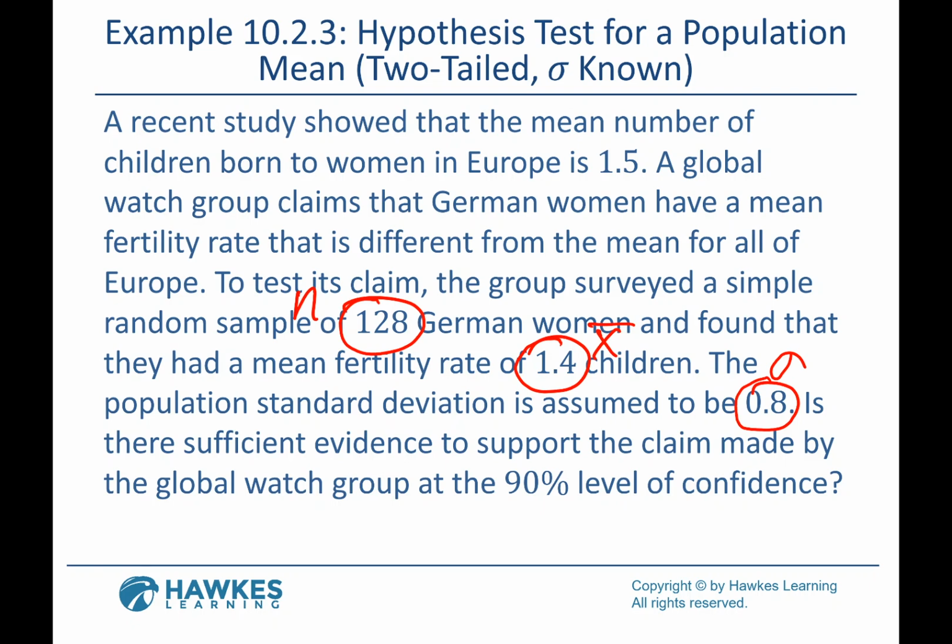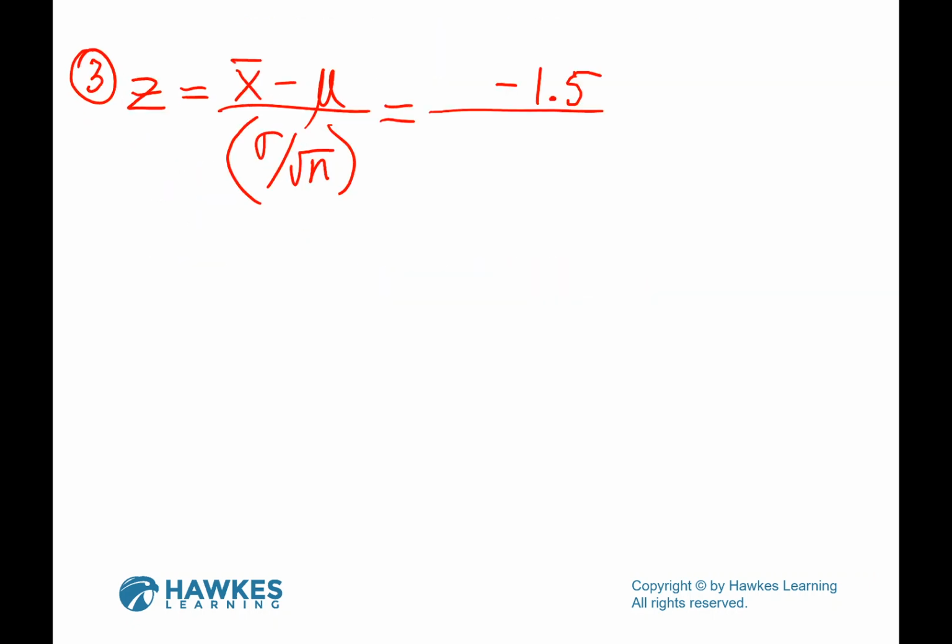Sigma. So we'll plug into our formula. So 1.4 minus 1.5 over 0.8 divided by the square root of 128. What we get there, I get negative 1.41 when we round.